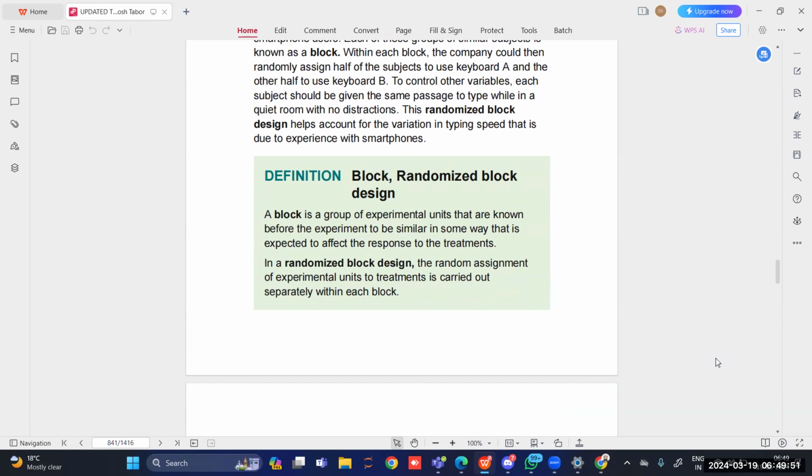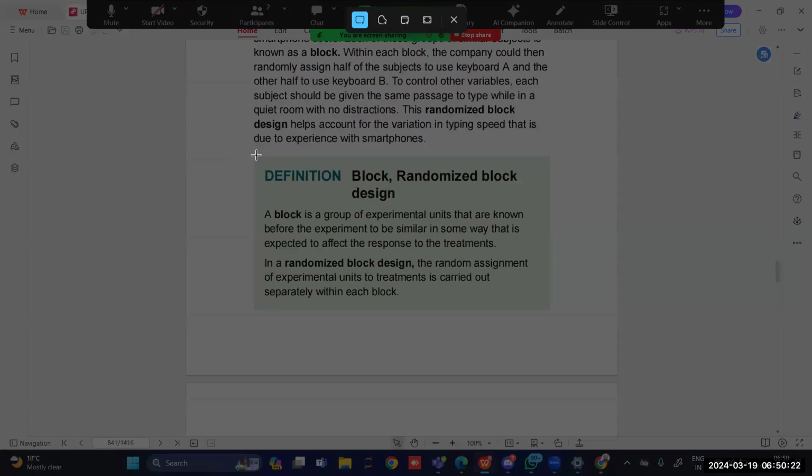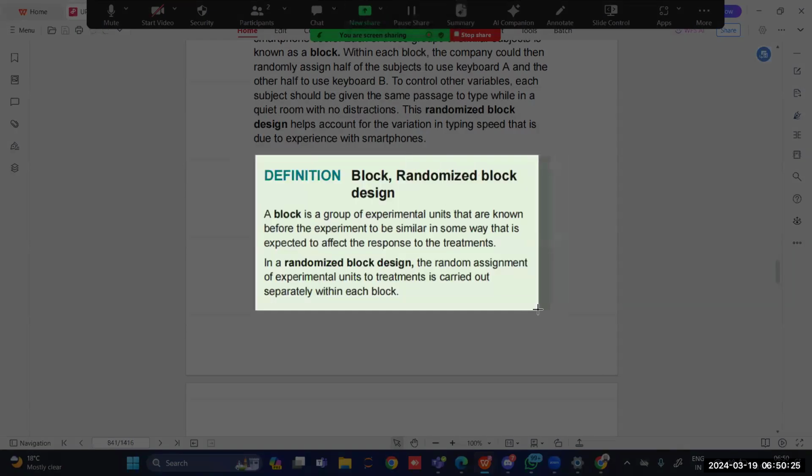To control other variables, each subject should be given the same passage to type while in a quiet room with no distraction. So we have used control also here. What is a control? In which we keep all the other explanatory variables constant or fixed; they do not change. So this randomized block design helps account for variation in typing speed that is due to experience with smartphones. I've explained all the things, but we'll put the definition on our board.